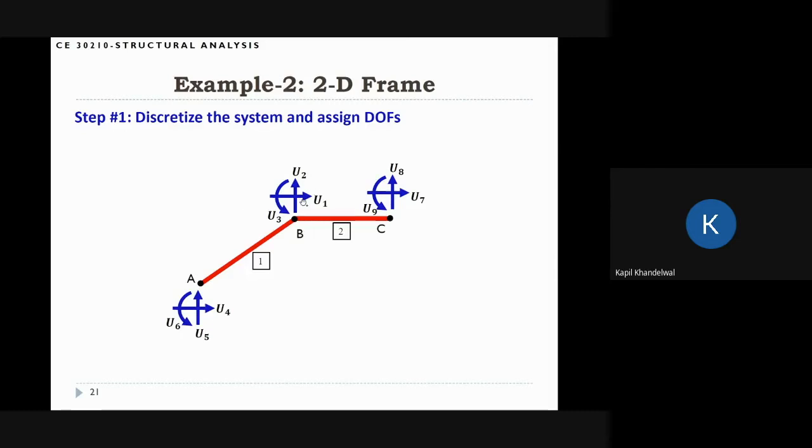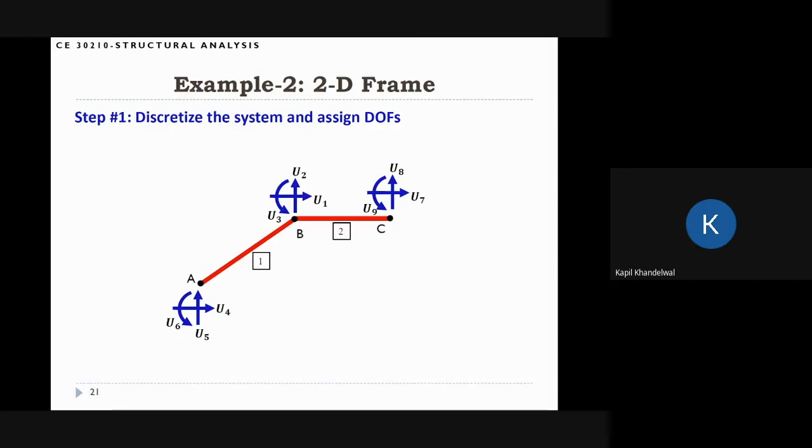So let me show you all the degrees of freedom I'm assigning. These are the degrees of freedom 1, 2, 3. So U1, U2, U3 are the free degrees of freedom, the ones that are assigned first. Then U4, U5, U6 are the supported degrees of freedom, and similarly U7, U8, U9 are the supported degrees of freedom. Again, U4 and U8 are non-zero. So there are 2 non-zero supported degrees of freedom in this case.